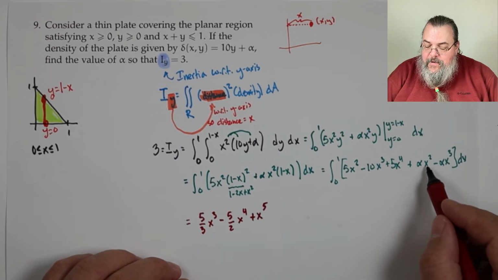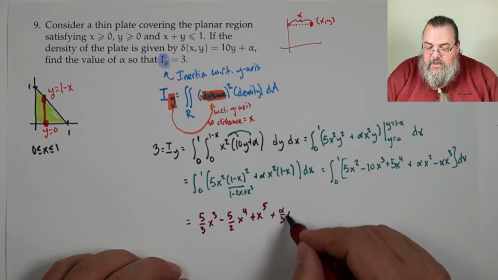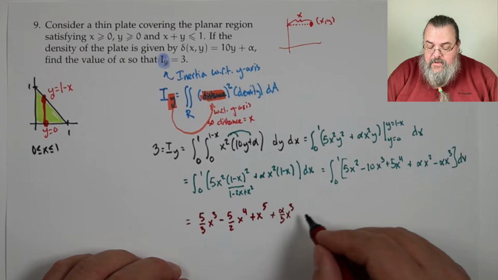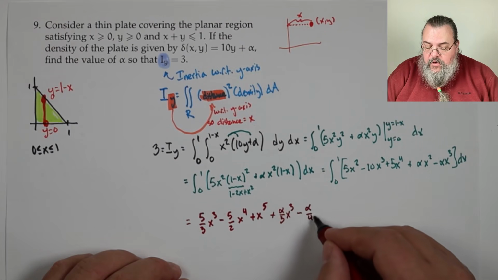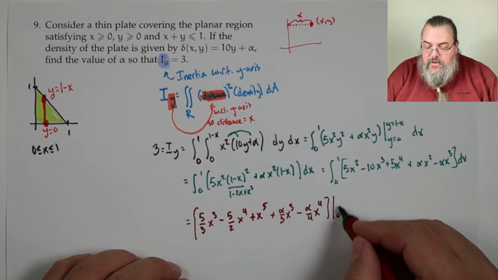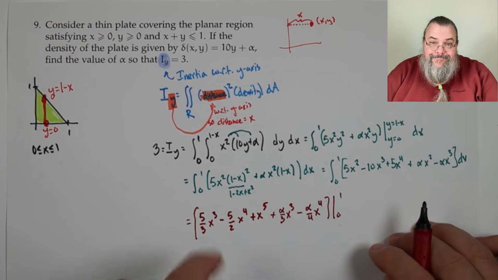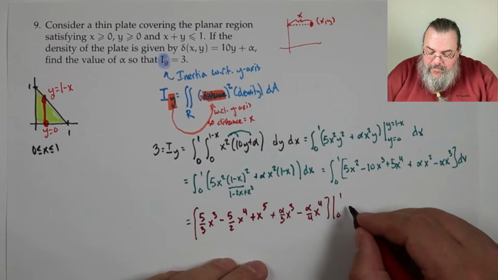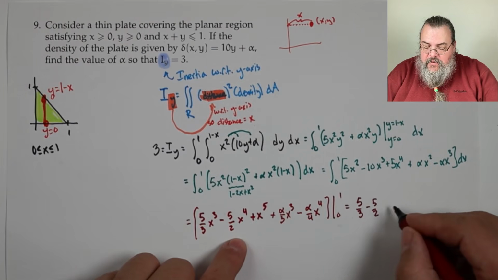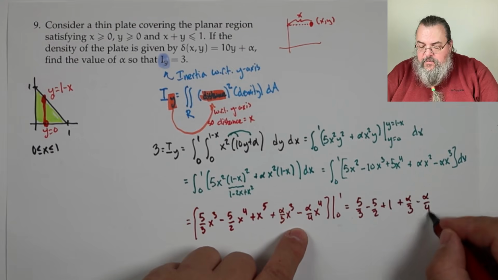Then we get alpha x cubed over 3. So plus alpha over 3 x cubed. And then here, minus alpha x to the 4th over 4. So minus alpha over 4 x to the 4th. And we're going to evaluate that from 0 to 1. Now, good news. Again, plug in 0, you get zeros. So we plug in the 1s. So that gives us 5/3 minus 5/2 plus 1 plus alpha over 3 minus alpha over 4.